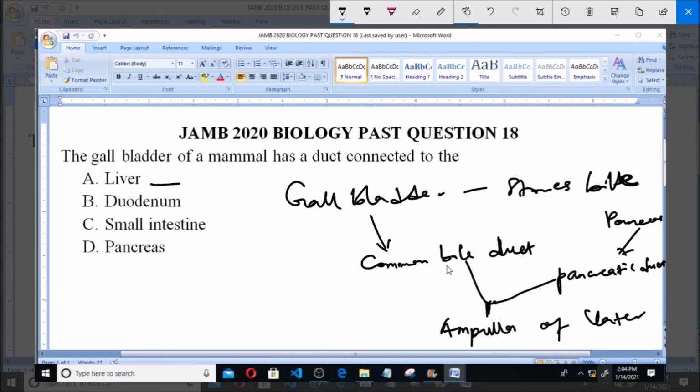But now the question is asking us that the duct of the gallbladder is connected to the dash, and that is the pancreas, because it is connected to the what? To the pancreatic duct. So the duct of the gallbladder, which is the common bile duct, is connected to the what? Pancreas via the pancreatic duct, in order to form what we call the ampulla of Vater that enters into the duodenum. So the answer to this question is option D, pancreas.